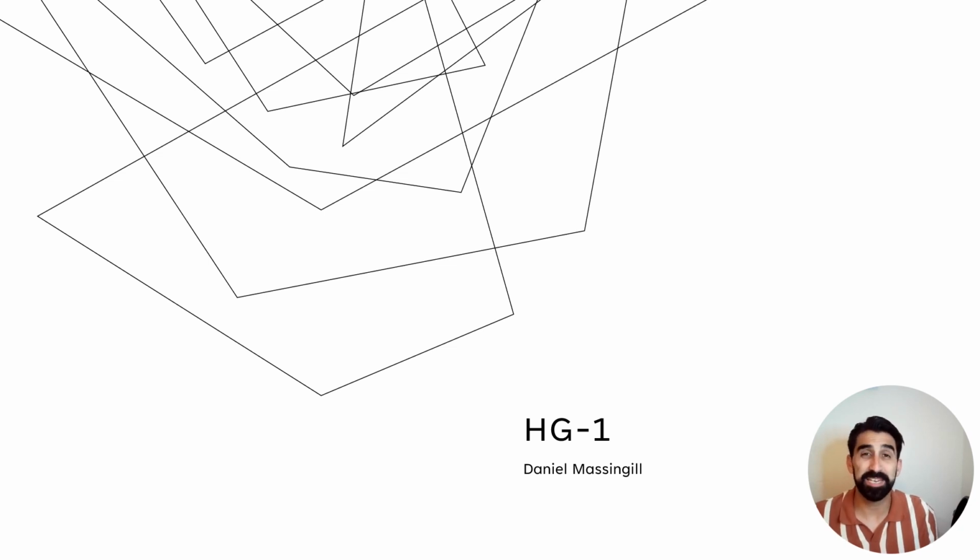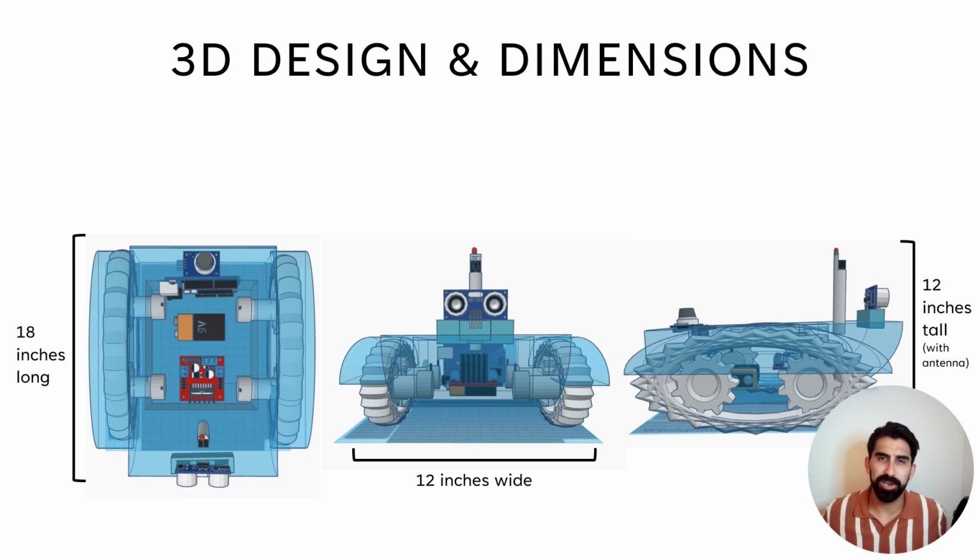Hi, my name is Daniel Massengill, and I'm going to be presenting HG1. The HG1 has a specialized track assembly that allows it to operate on both land and water. For directional capabilities, an ultrasonic distance sensor is used to control 4 DC motors. When an object is within 12 centimeters of the robot, the DC motors will reverse course on one side and turn the robot in a new direction.